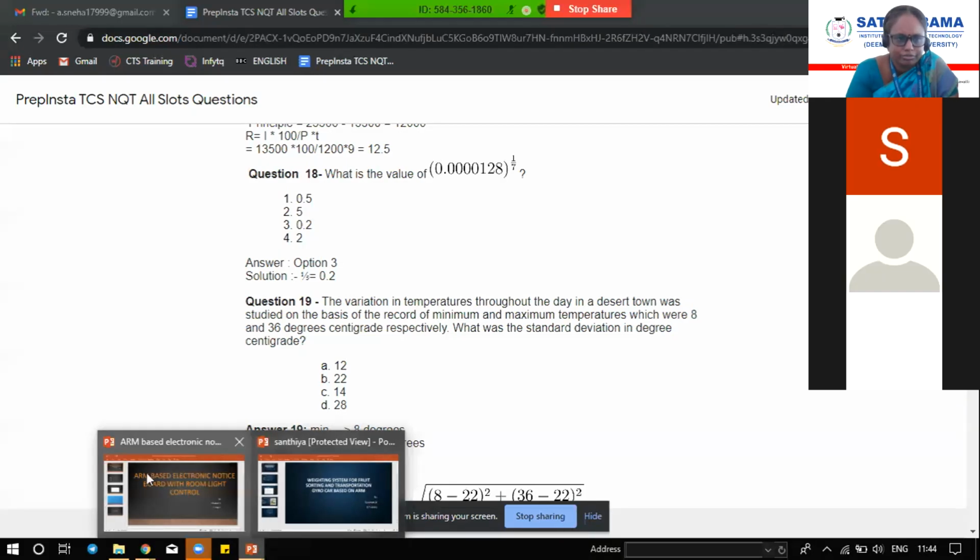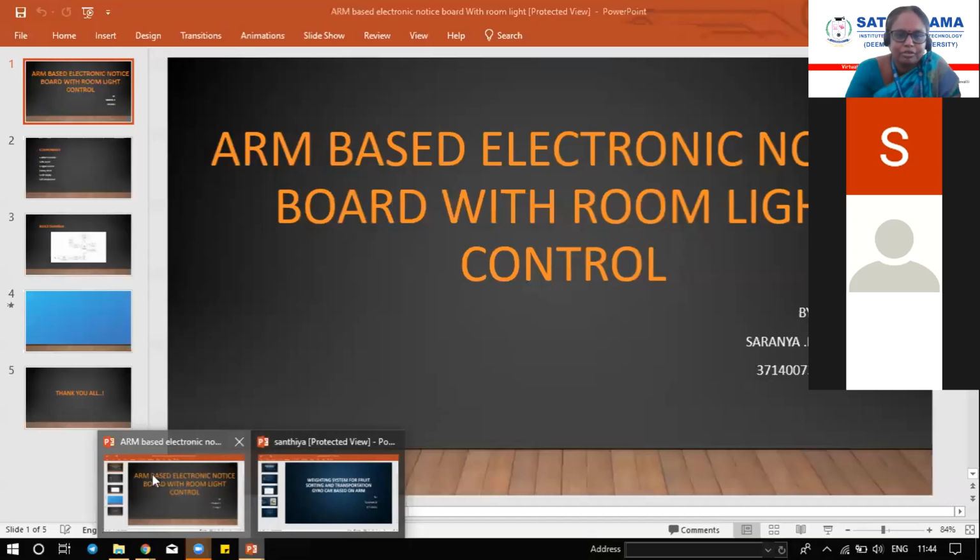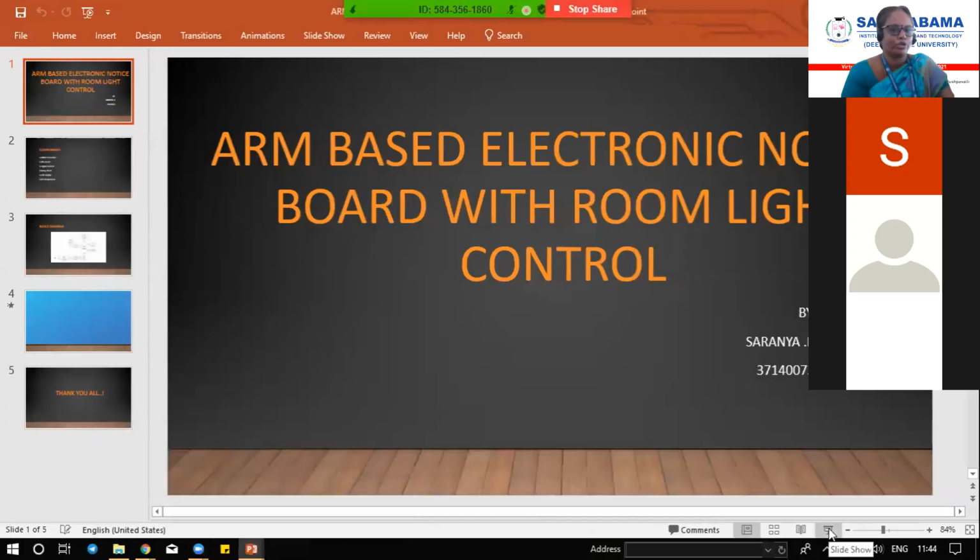Yeah, all slot questions. Okay, ARM-based electronic notice board with room light control. Yeah.